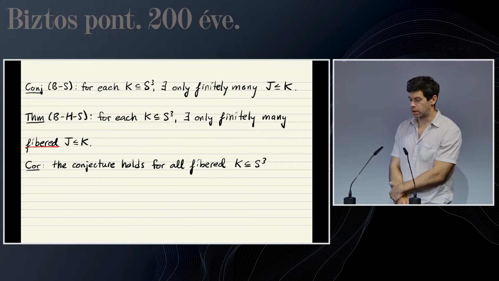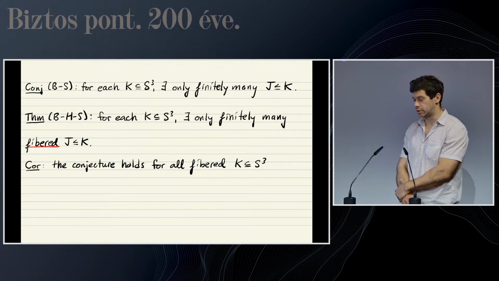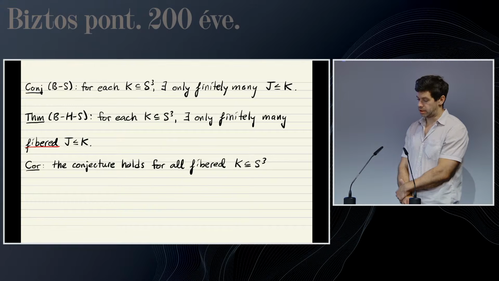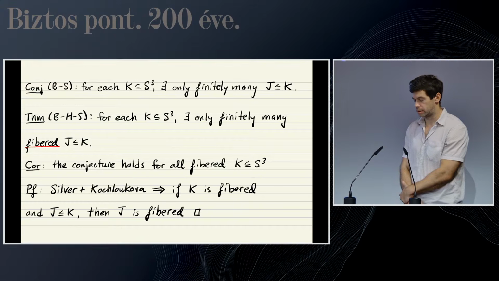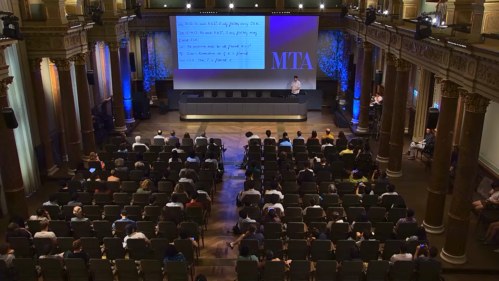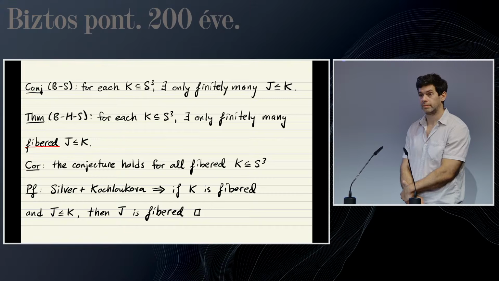Okay. So one corollary of our theorem is that the conjecture at the top actually holds for all fibered K. If you assume that K is fibered, then it has only finitely many ribbon predecessors, period. And the simple reason for that is this result of Silver and Koshlikova, which says that if K is fibered and J is ribbon concordant to K, then J also has to be fibered. And so then J satisfies the hypothesis here in our theorem. Okay?